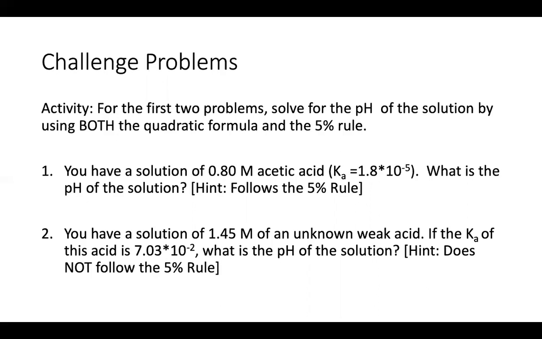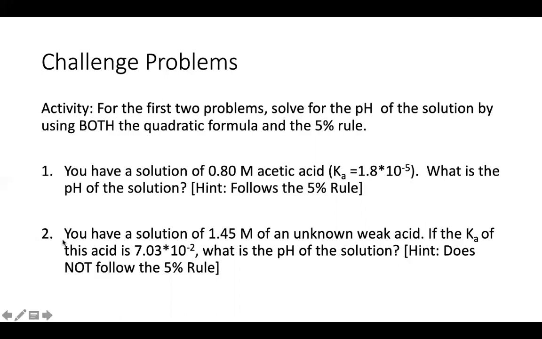But these two, it's actually less of a challenge problem and more of an activity, right? I want you to go through these problems and solve it one time using the quadratic formula and the other time using the 5% rule. Okay, now number one should follow the 5% rule. So I want you to solve it through these two different methods to just prove that your answer will be exactly the same. Right, so if you want to ignore x, as long as it follows the 5% rule, you're going to get the answer right. I just kind of want to prove that to you.